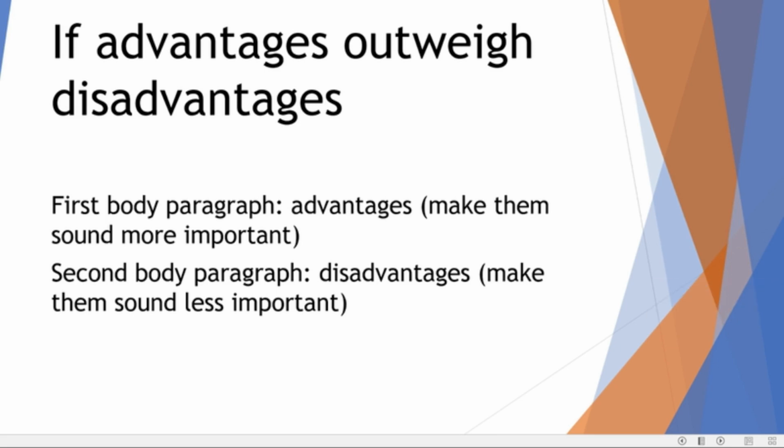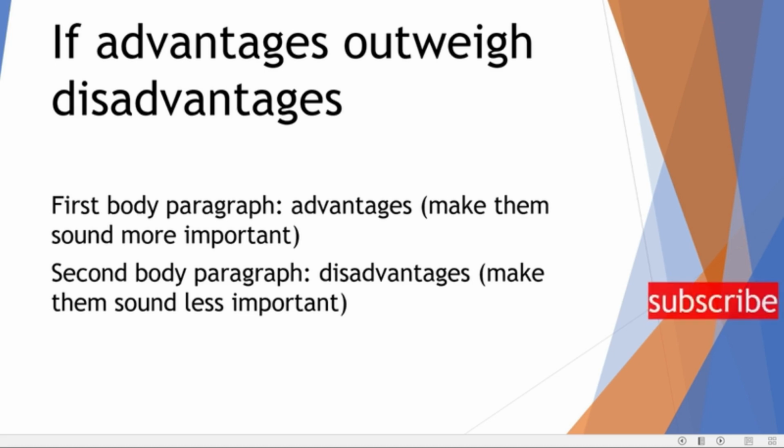Now, in the second body paragraph, discuss the downsides. There is an important thing to remember here. If you think advantages outweigh disadvantages, then you have to downplay the disadvantages. Don't present them in such a way that they sound as important as the advantages. In this case, it is not possible to prove that the advantages outweigh the disadvantages.